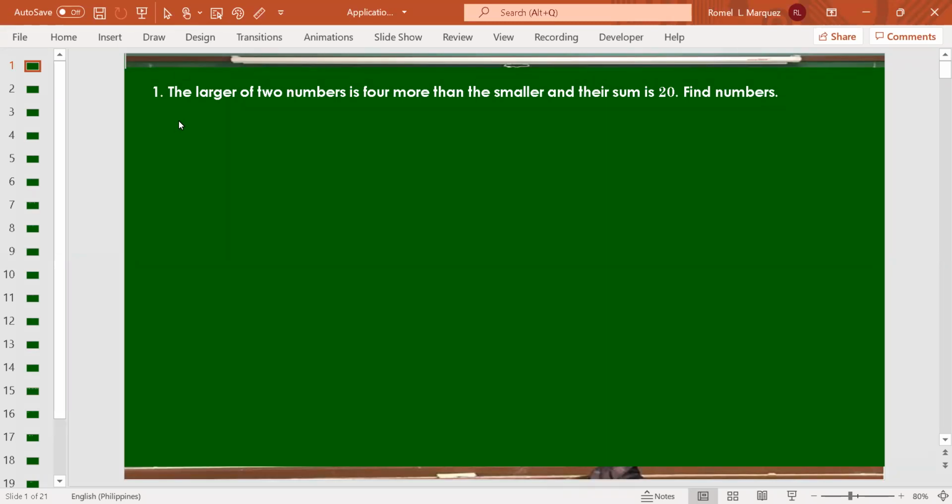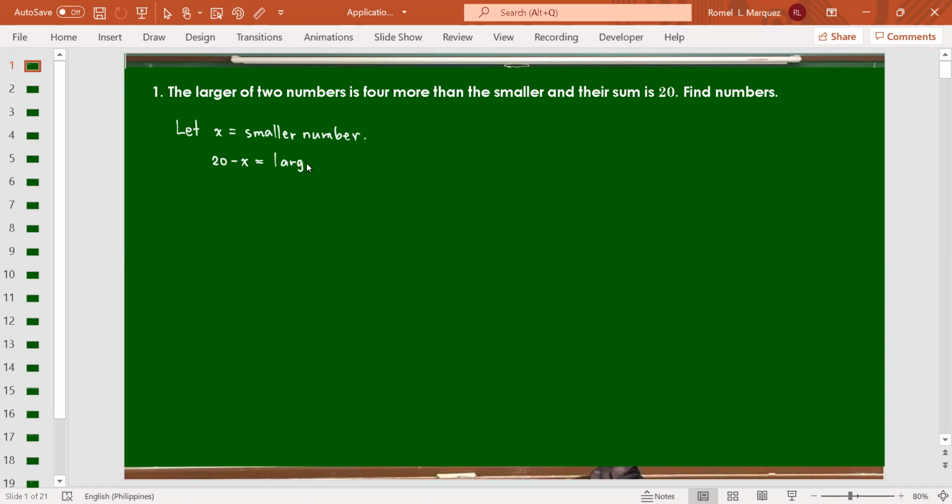So let x be the smaller number. What is the sum of the two numbers, guys? The sum is 20. So it means the larger number is what? 20 minus x. Am I right, guys?